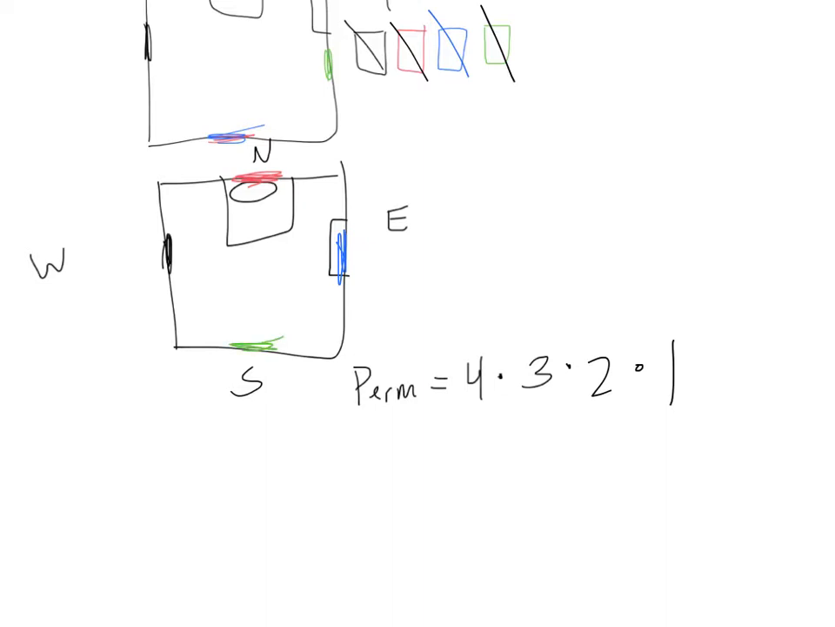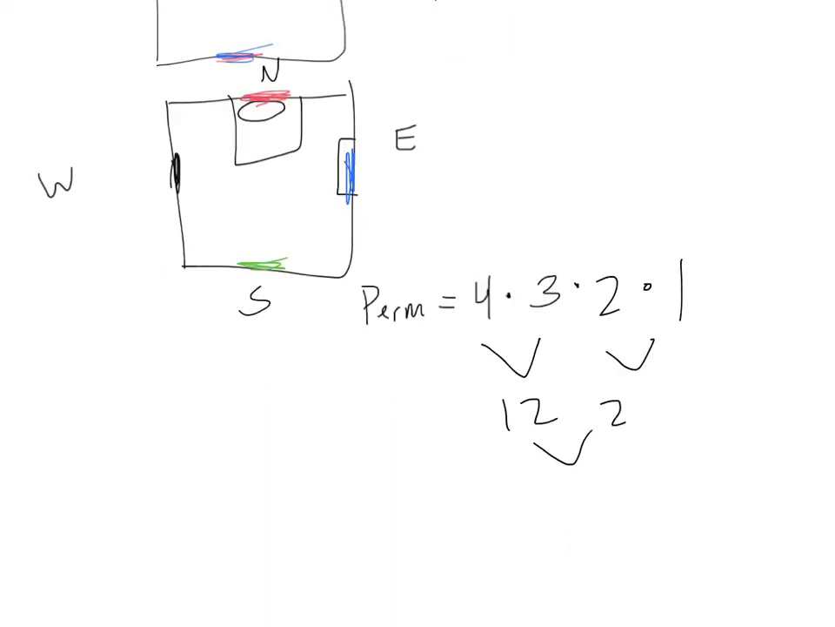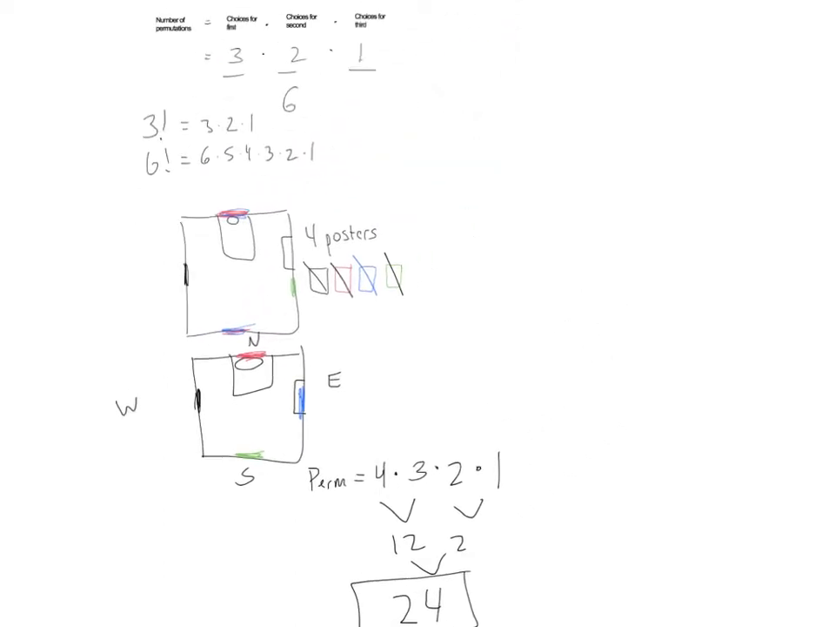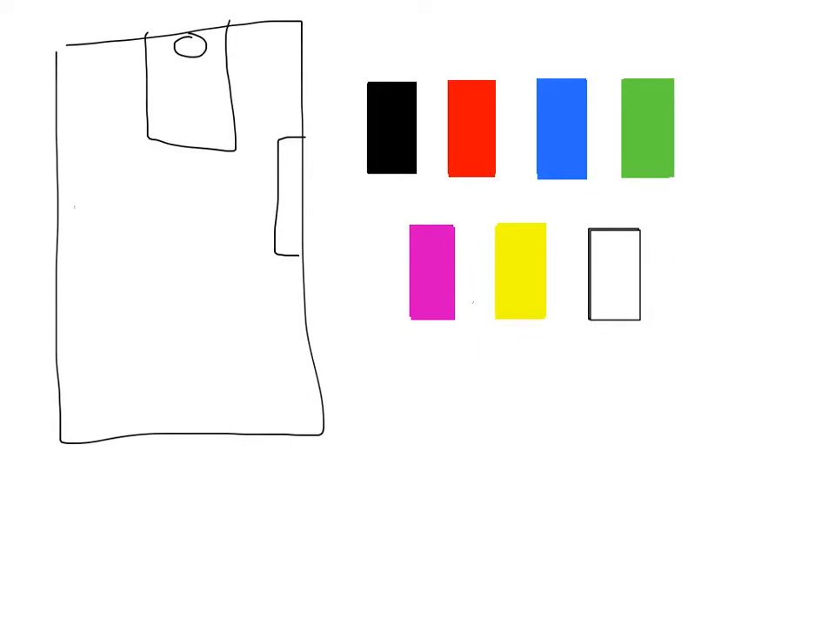And you put that green poster on that wall. So the permutations would be 4 times 3 times 2 times 1, which is the same as saying 12 times 2, which is 24. Okay, so you have 24 different ways you can hang or arrange those posters. So now let's switch it up just a little bit. All right, so let's say you have the same room, 4 walls, and now you have 7 posters though, but you can only hang 1 on each wall.